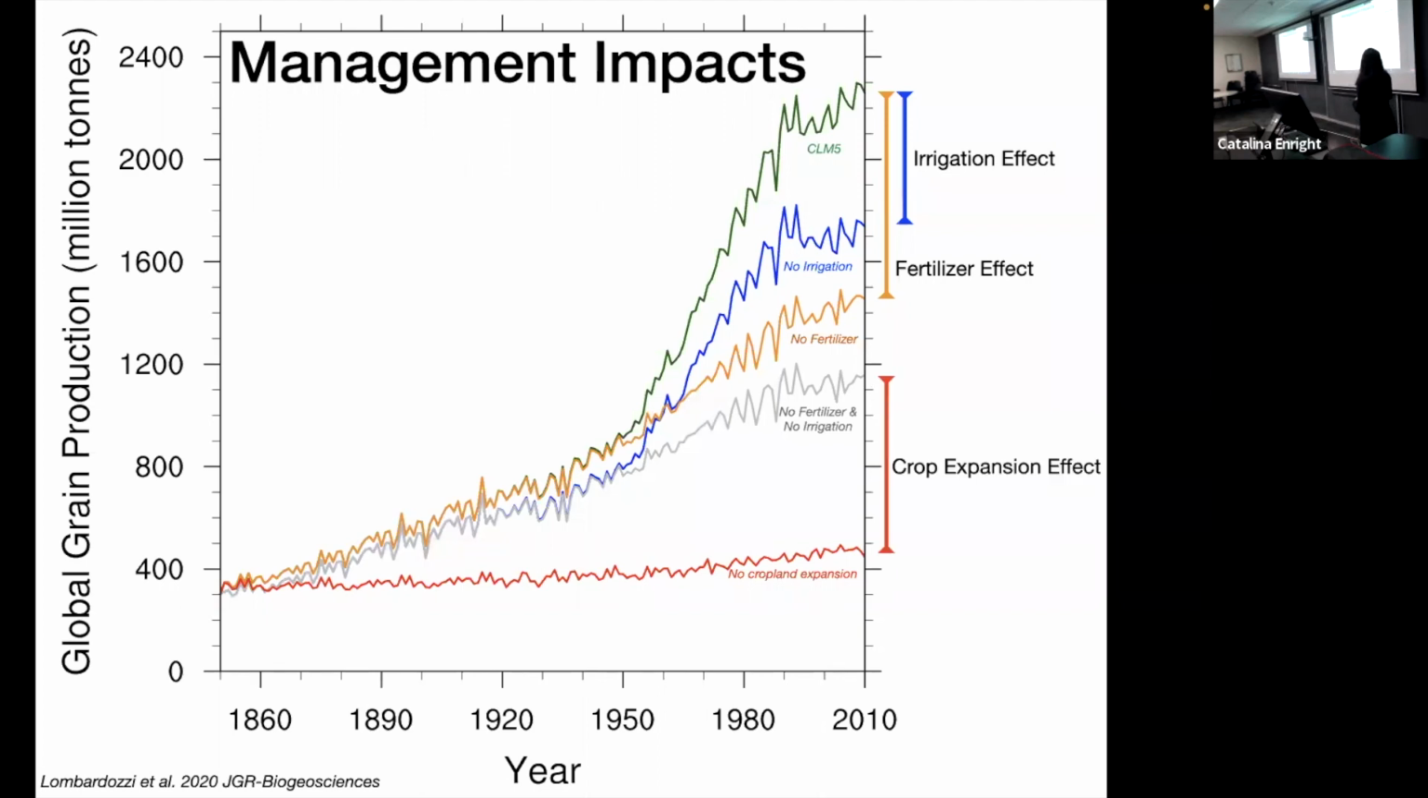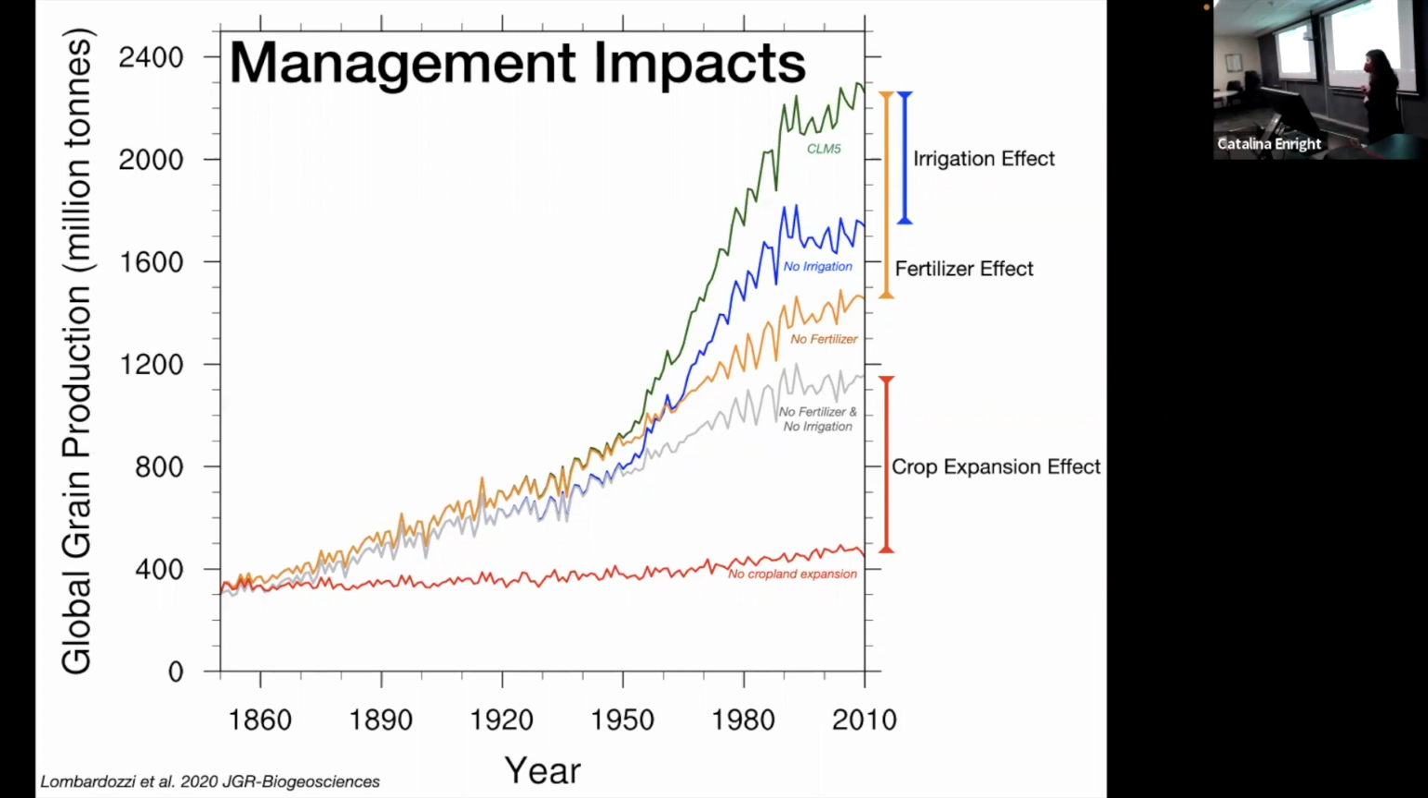Similar in size is the impact of cropland expansion. And I have to compare the cropland expansion effect to a simulation without fertilizer and irrigation, because when we don't allow crop area to expand, we're also not getting any irrigation or any fertilization on that crop area. So we wouldn't see cropland or fertilization or irrigation. And so that's the cropland expansion effect.